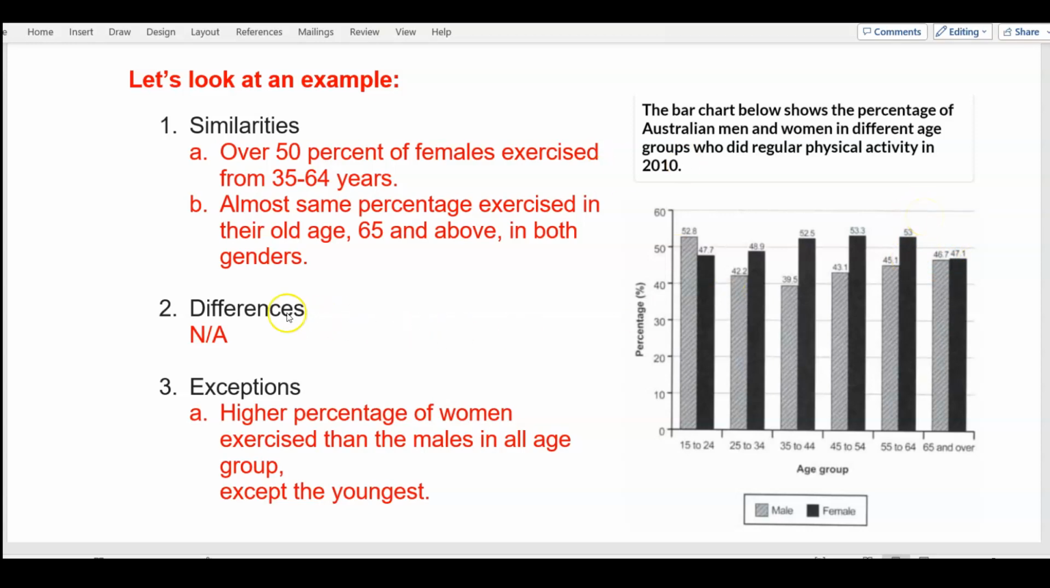There is no clear difference here, so I just wrote not available. As I told you, it's not all the questions that you might get an answer for. So now let's look out for any exceptional thing.